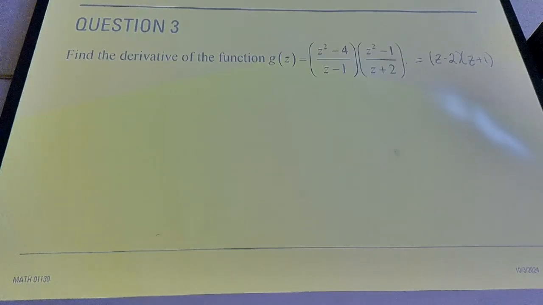Z squared minus 4. Isn't that z plus 2 times z minus 2? That would be. Isn't there a z plus 2 in the denominator? There it is. So you're left with z minus 2. Same thing with z squared minus 1. Maybe I should not have immediately combined those. Yeah, FOIL them, add them.